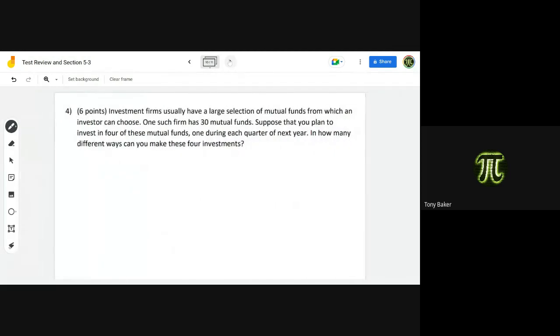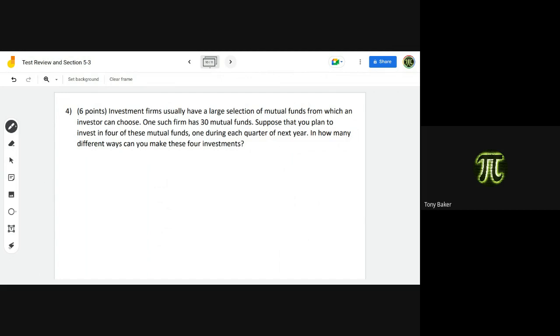It's the phone numbers in Bakeropolis. All right. So, investment firms usually have a large selection of mutual funds from which an investor can choose. One such firm has 30 mutual funds. Suppose you plan to invest in 4 of these mutual funds, one during each quarter of the next year. How many different ways can you make these 4 investments?